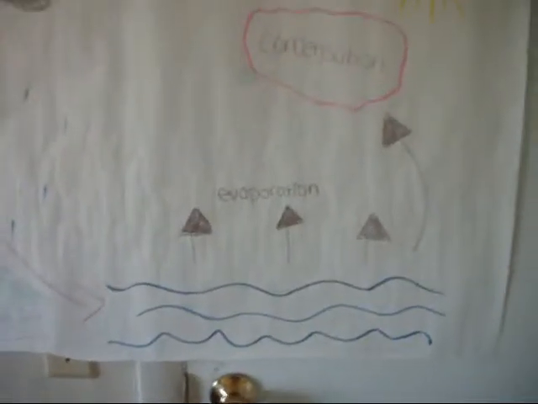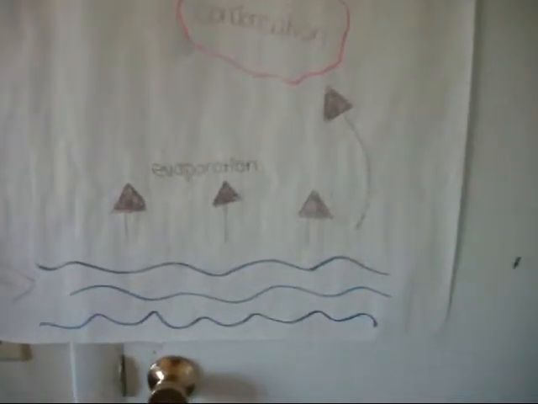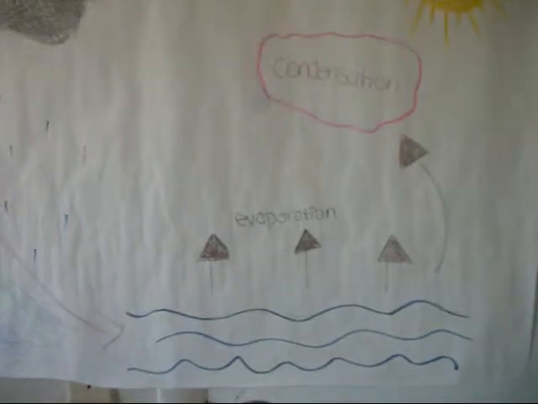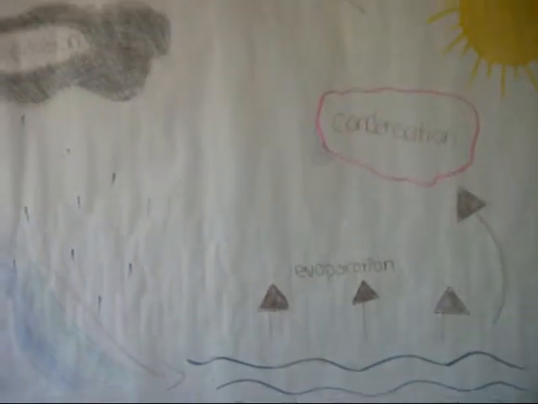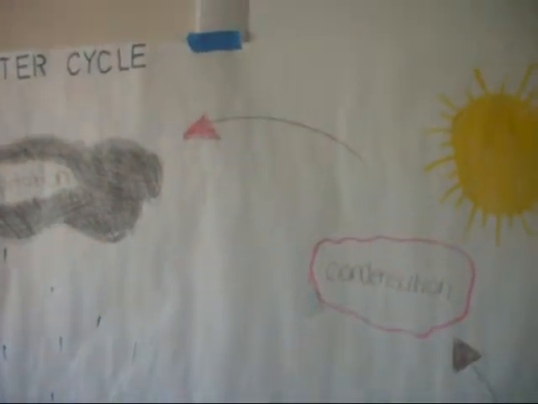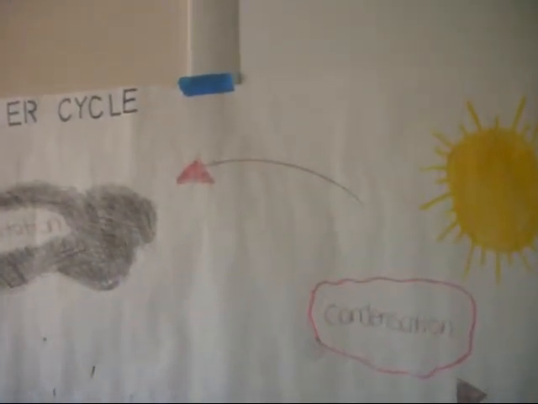The water cycle begins with evaporation. This is when the water from any body of water, such as a river, evaporates, meaning that the water turns into water vapor, and it then creates a cloud. Once it's formed into a cloud, the step is known as condensation.